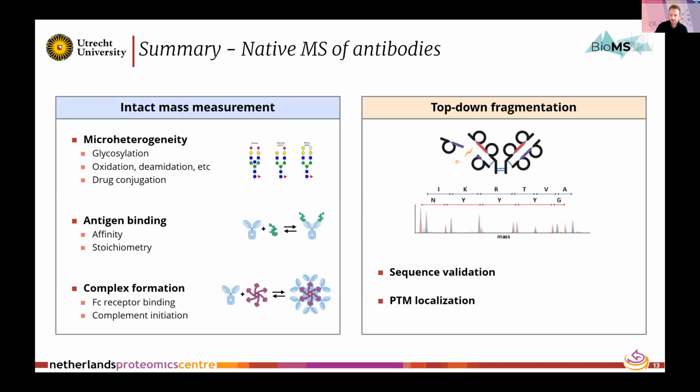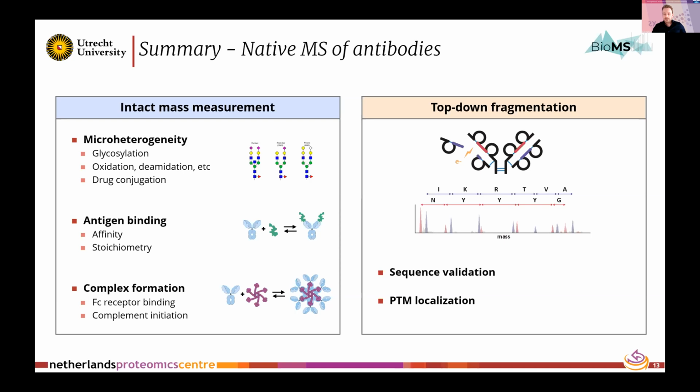So to summarize what I talked about today, we have seen that native MS can uncover a wealth of information about antibodies. We can analyze, for example, microheterogeneities. We can study antigen binding and also the formation of larger immune complexes.